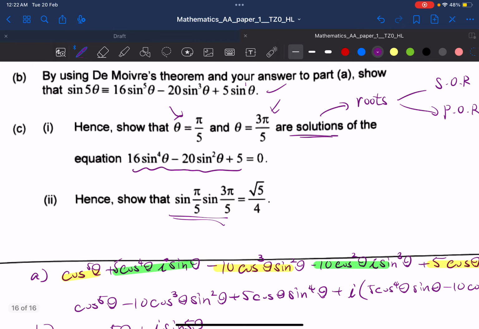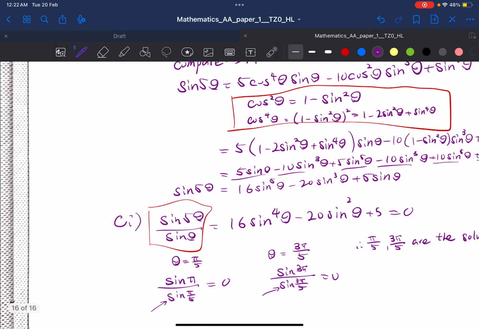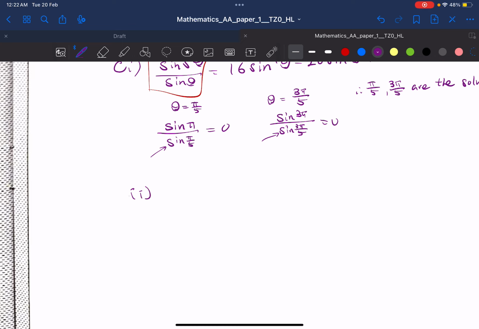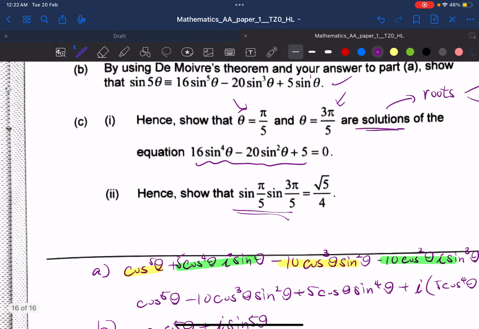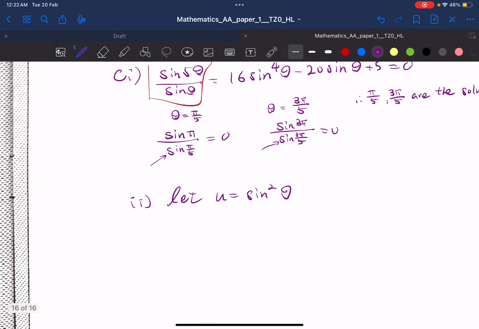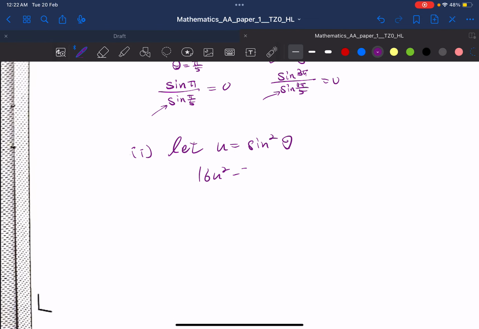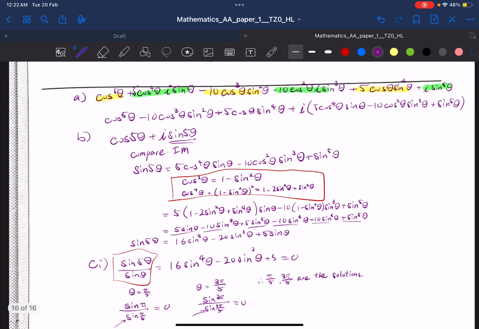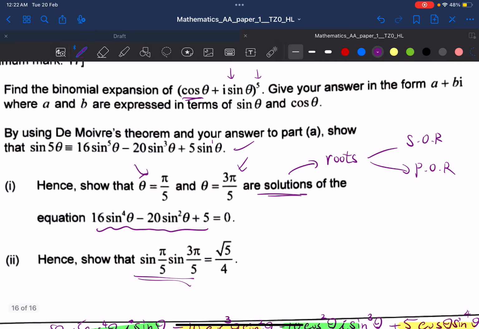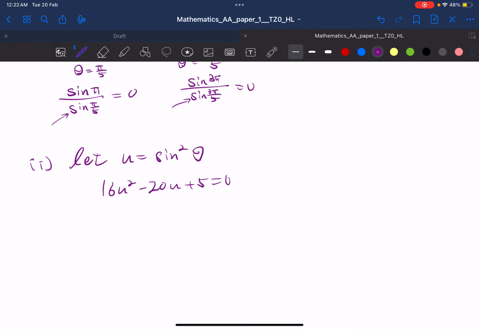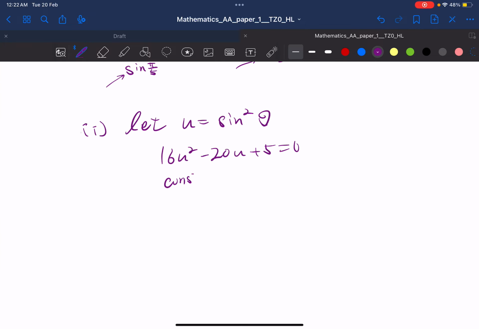So instead of writing sine first, we just let u be sine squared. Okay, so let u be sine squared. So making it a little bit more appealing to look at. Okay, so instead of writing that, we write 16 u squared minus 20 u plus 5 equals 0. So since this is my rationale, let's try to test it. So roots, right? So we just consider the product of roots.